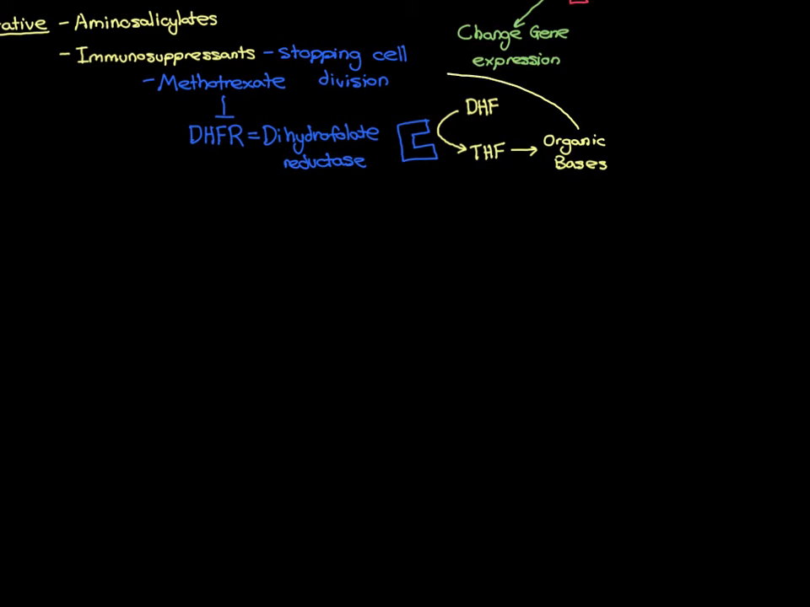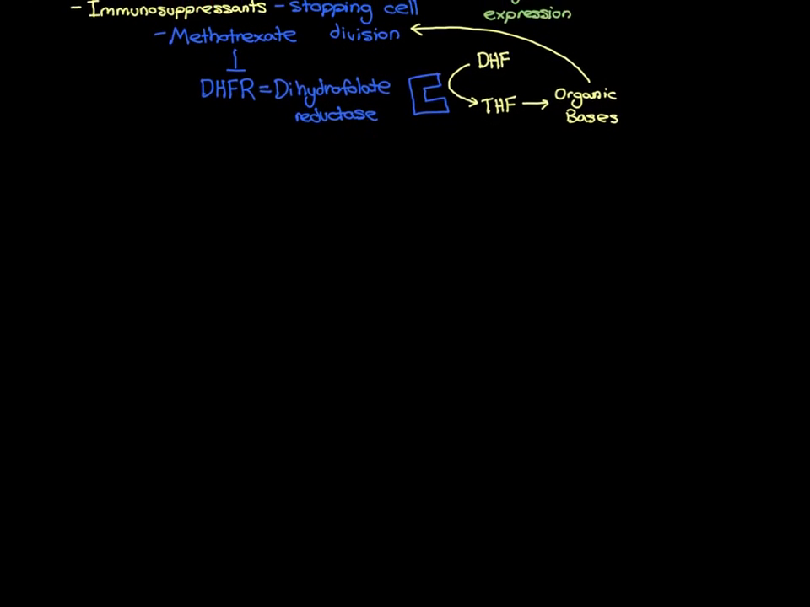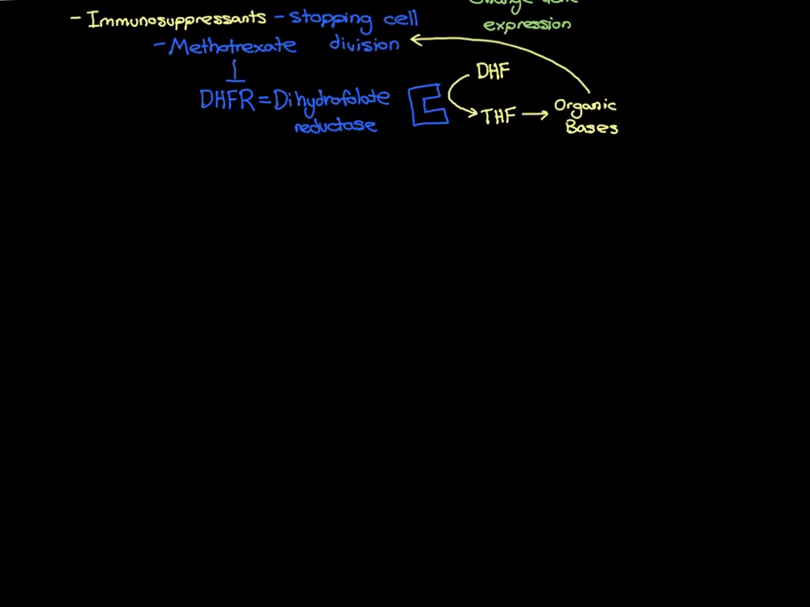So organic bases are needed for cell division. Therefore, if you don't have enough of them, you can't divide. So that is how methotrexate is going to end up stopping cell division, and then, of course, by stopping cell division, it will have an immunosuppressant effect. No more effector helper T cells, no more inflammatory bowel disease is the idea anyway.